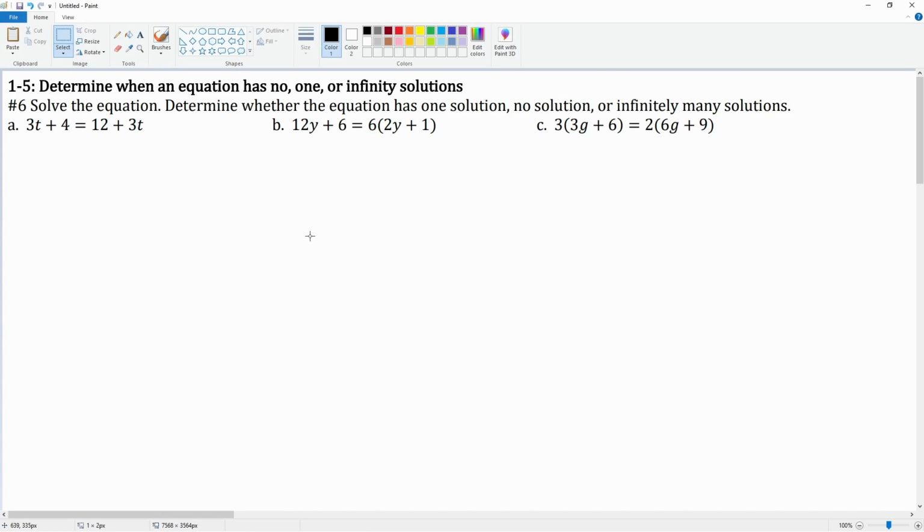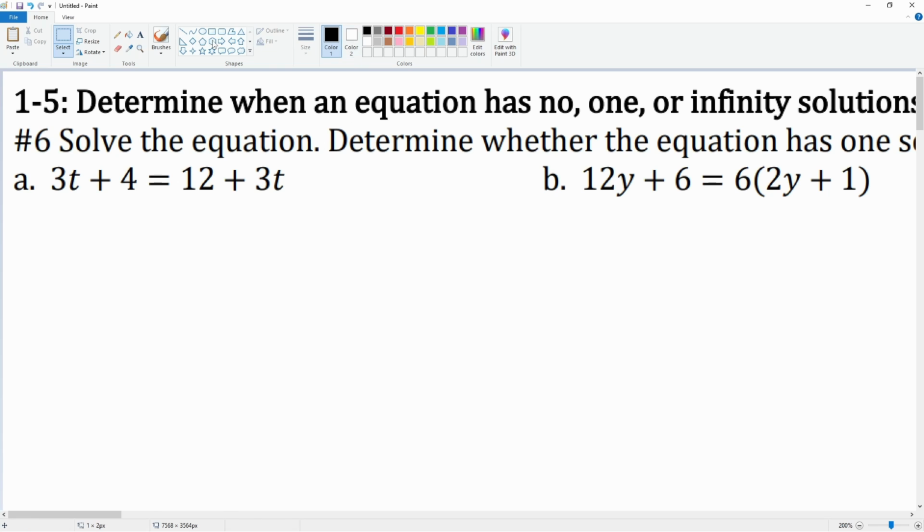This is 1-5. You are going to determine when an equation has no, one, or infinite solutions. Number 6, solve the equation. Determine whether the equation has one solution, no solutions, or infinitely many solutions. Let's look at A. Let's draw the line down the middle so we can separate the left-hand side from the right-hand side.